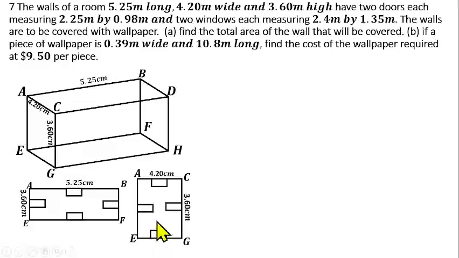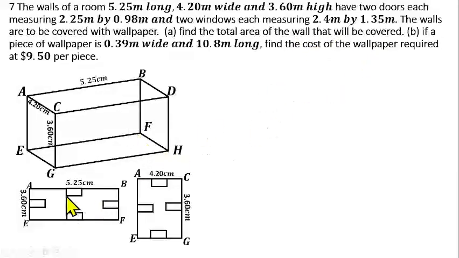So from there we are told that each of the walls has 2 doors each and 2 windows each. So those are the things you see here: 2 doors and 2 windows for each of the rectangular walls. Then the question is, how do we now get the total area of the wall that will be covered?